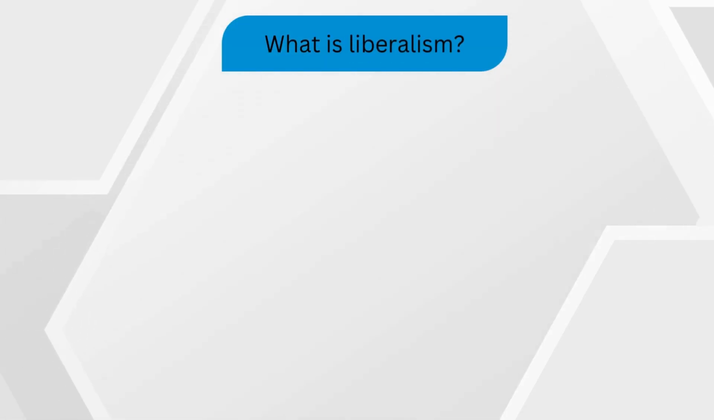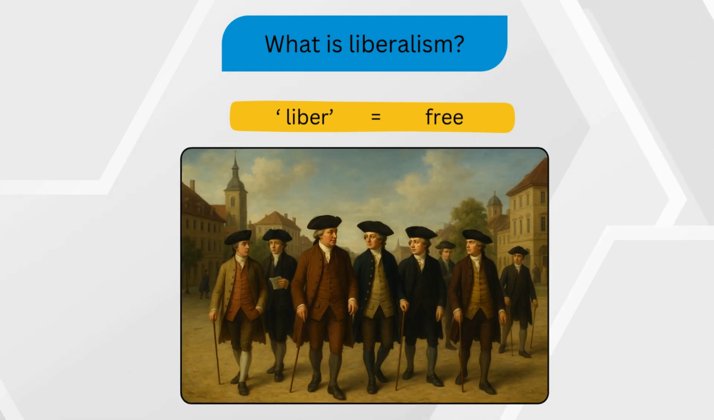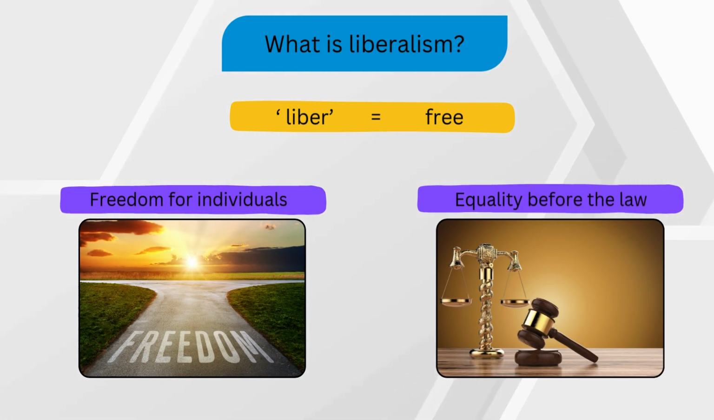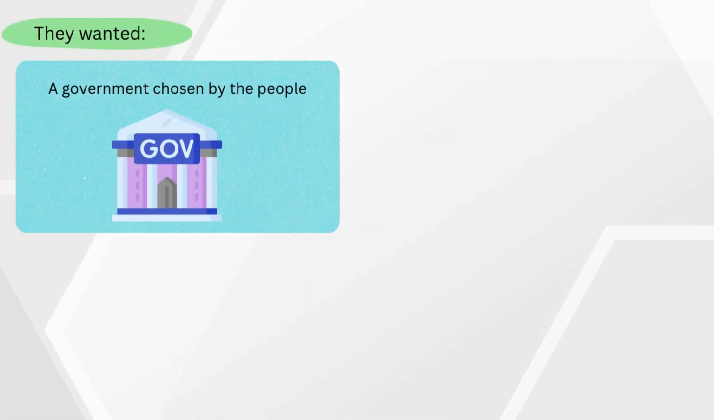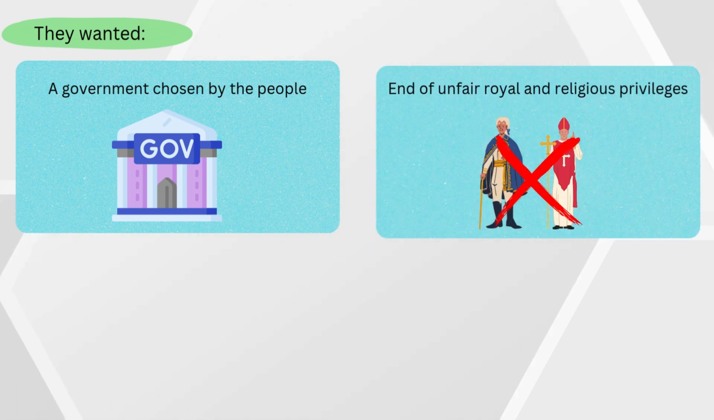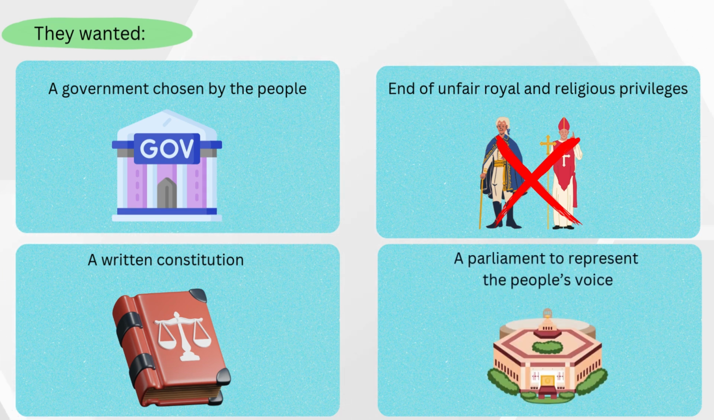But what is liberalism? The word liberalism comes from the Latin word liber, which means free. In the early 1800s, the new middle class, like businessmen and professionals, wanted freedom for individuals and equality before the law. That's what liberalism meant to them. Politically, they wanted a government chosen by the people, not kings or emperors. End of unfair royal and religious privileges. A written constitution and a parliament to represent the people's voice. Sounds good, right? Well, it wasn't perfect.